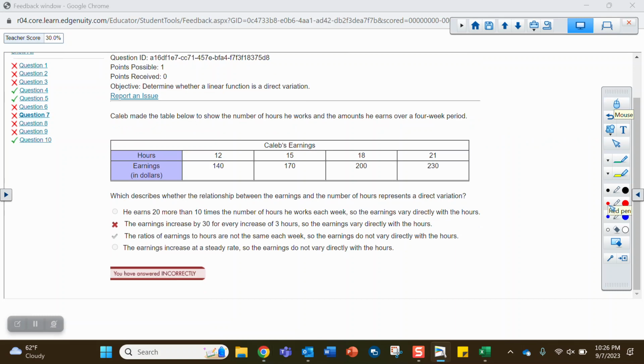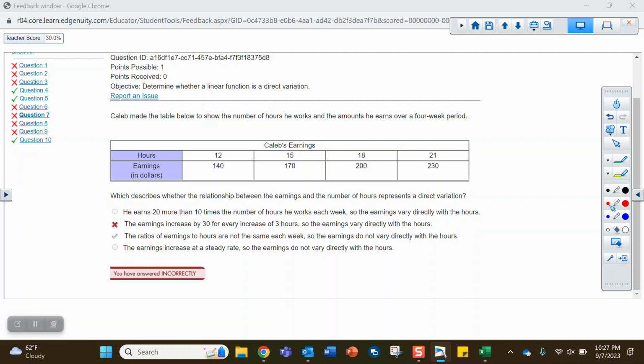Caleb made a table below to show the number of hours he works and the amounts he earns over a 4-week period. Which describes whether the relationship between the earnings and the number of hours represents a direct variation? So if it's a direct variation, the proportions will be the same.